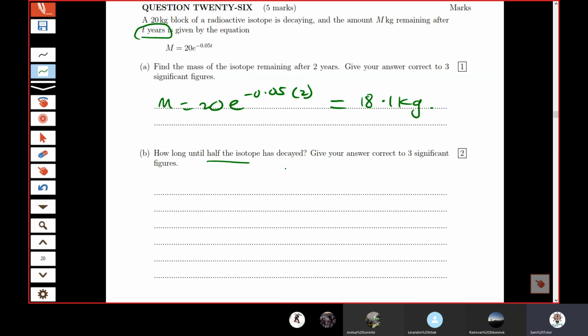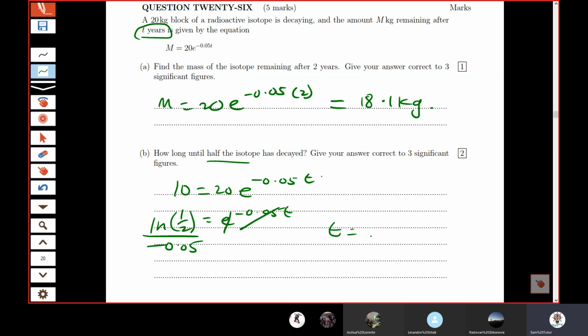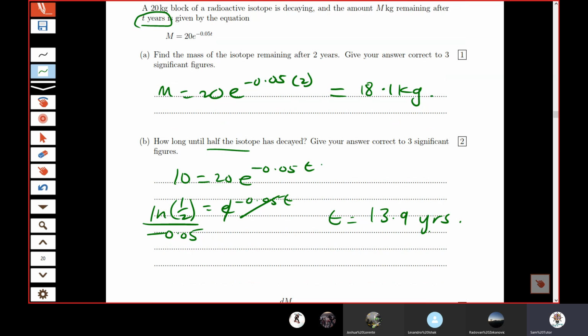How long until half the isotope has decayed? Again, you'll make M equal to what? 10, half of the initial 20. And then that should become half. Log both sides. Divide by negative 0.05. T equals 13.9 years. Good work. Any questions?